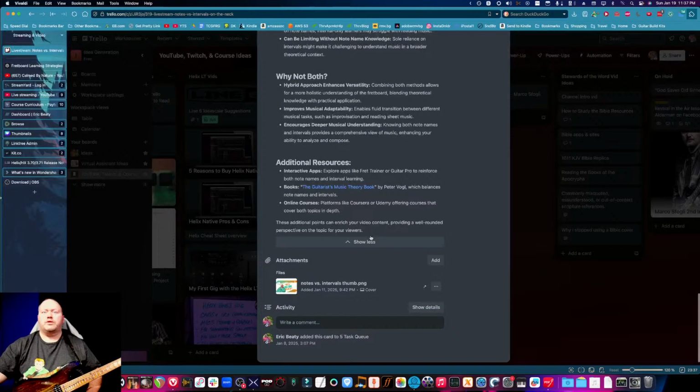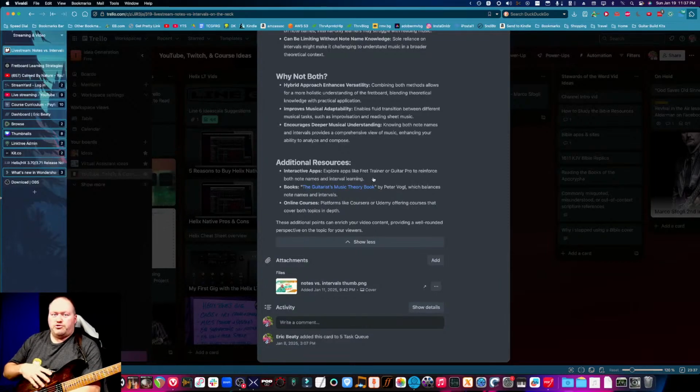That could be true. Some additional resources. Interactive apps. Explore apps like Fret Trainer and Guitar Pro to reinforce both note names and interval learning. Now, I will say that having Guitar Pro has helped me a lot in transcribing and learning, not the note names, but learning the rhythms.